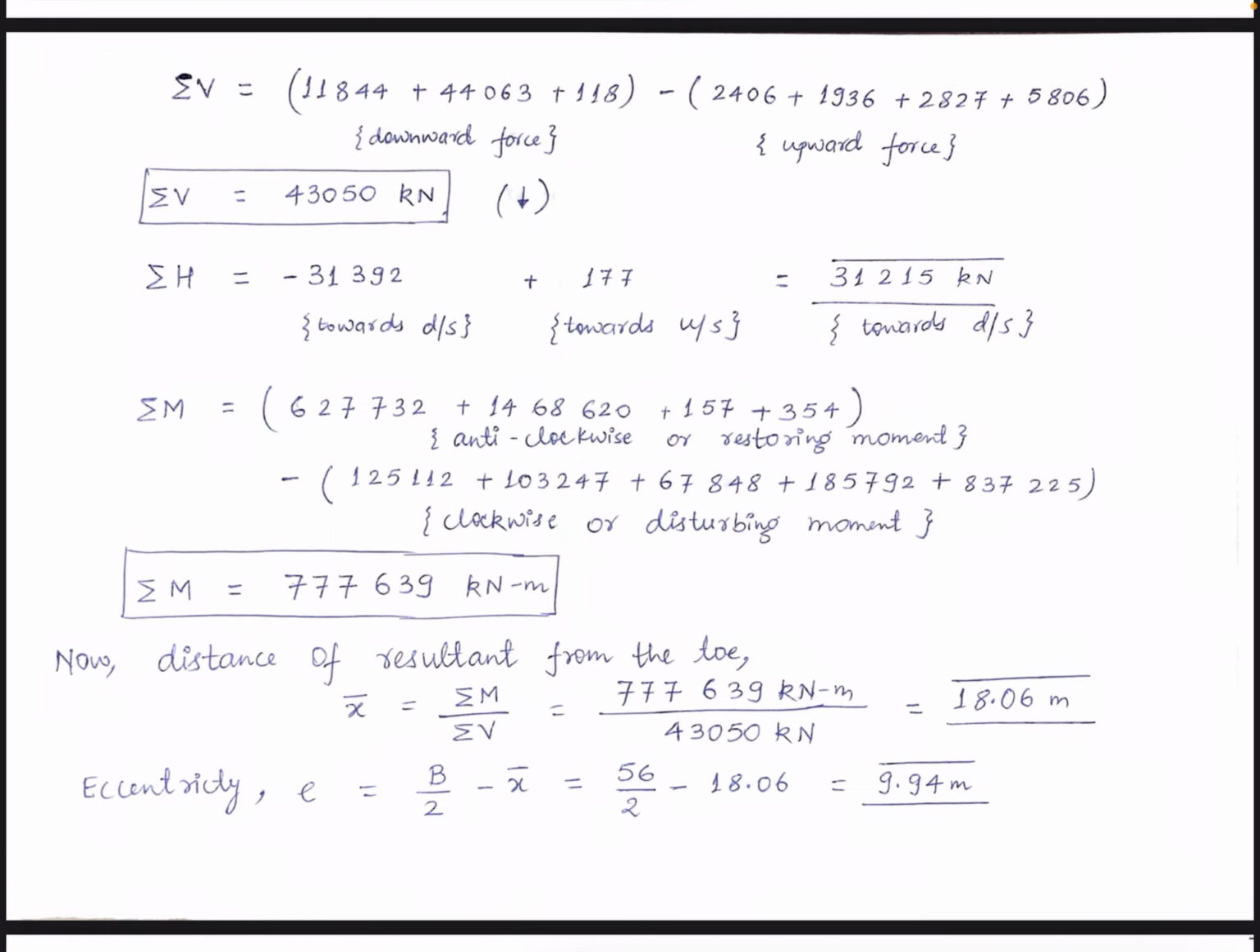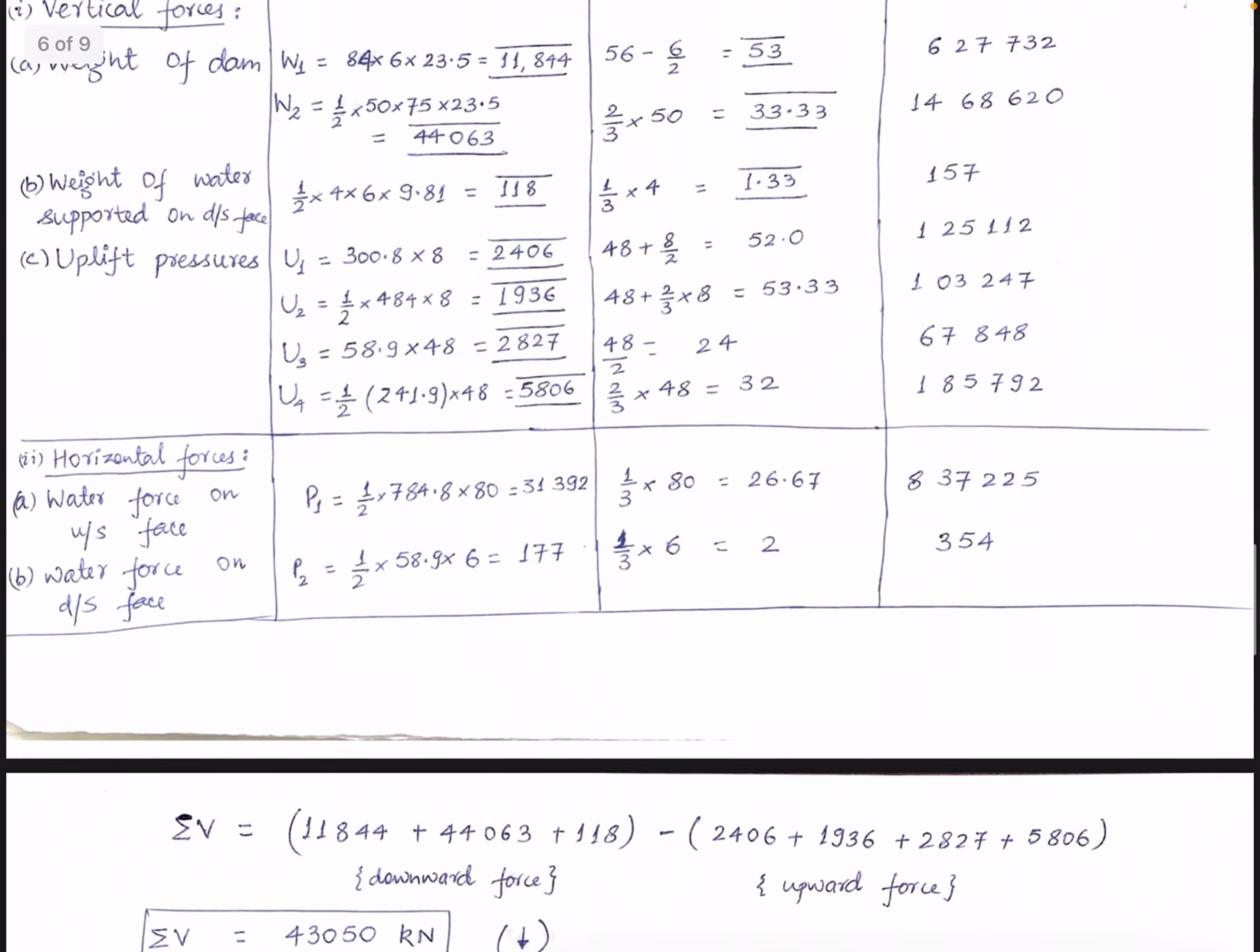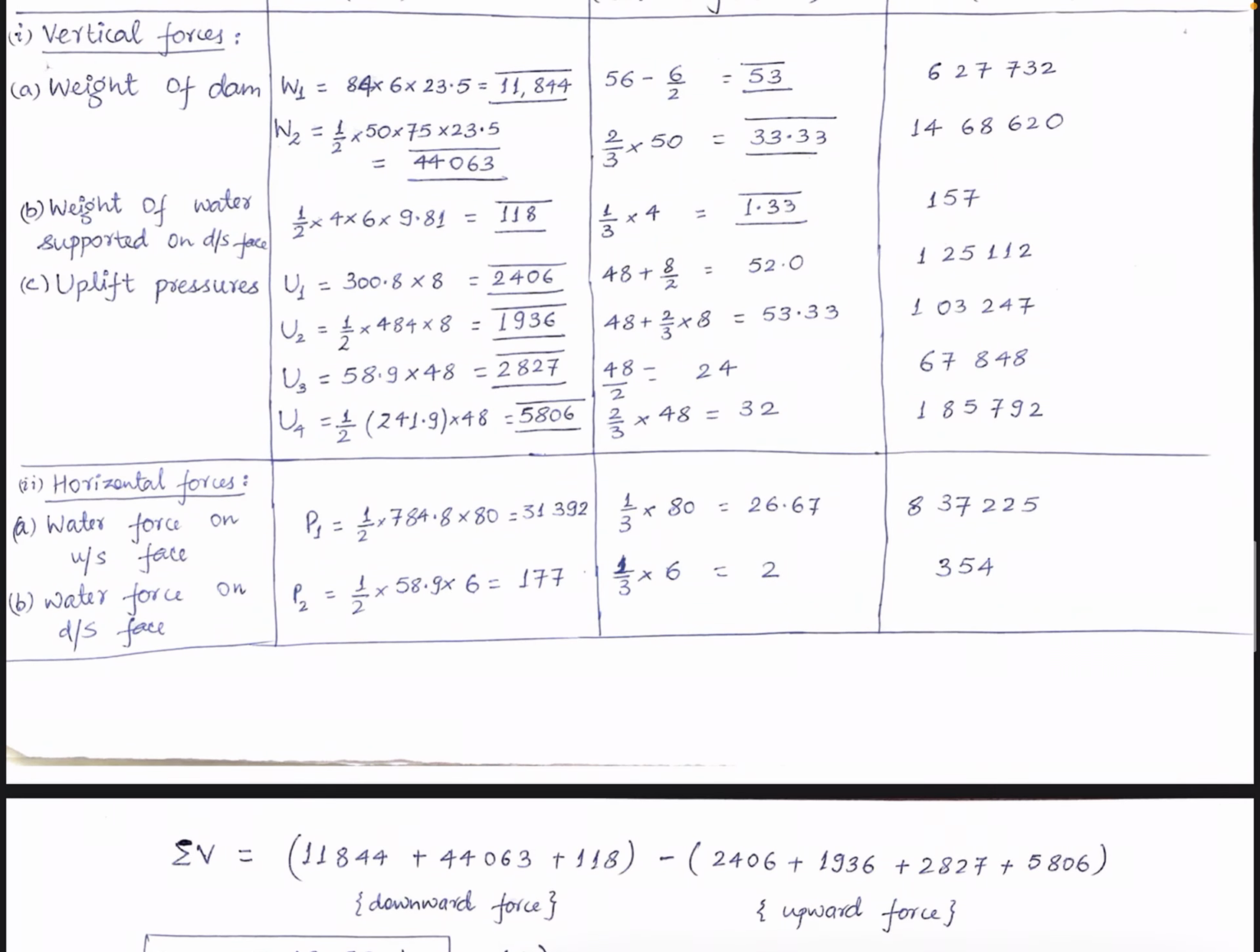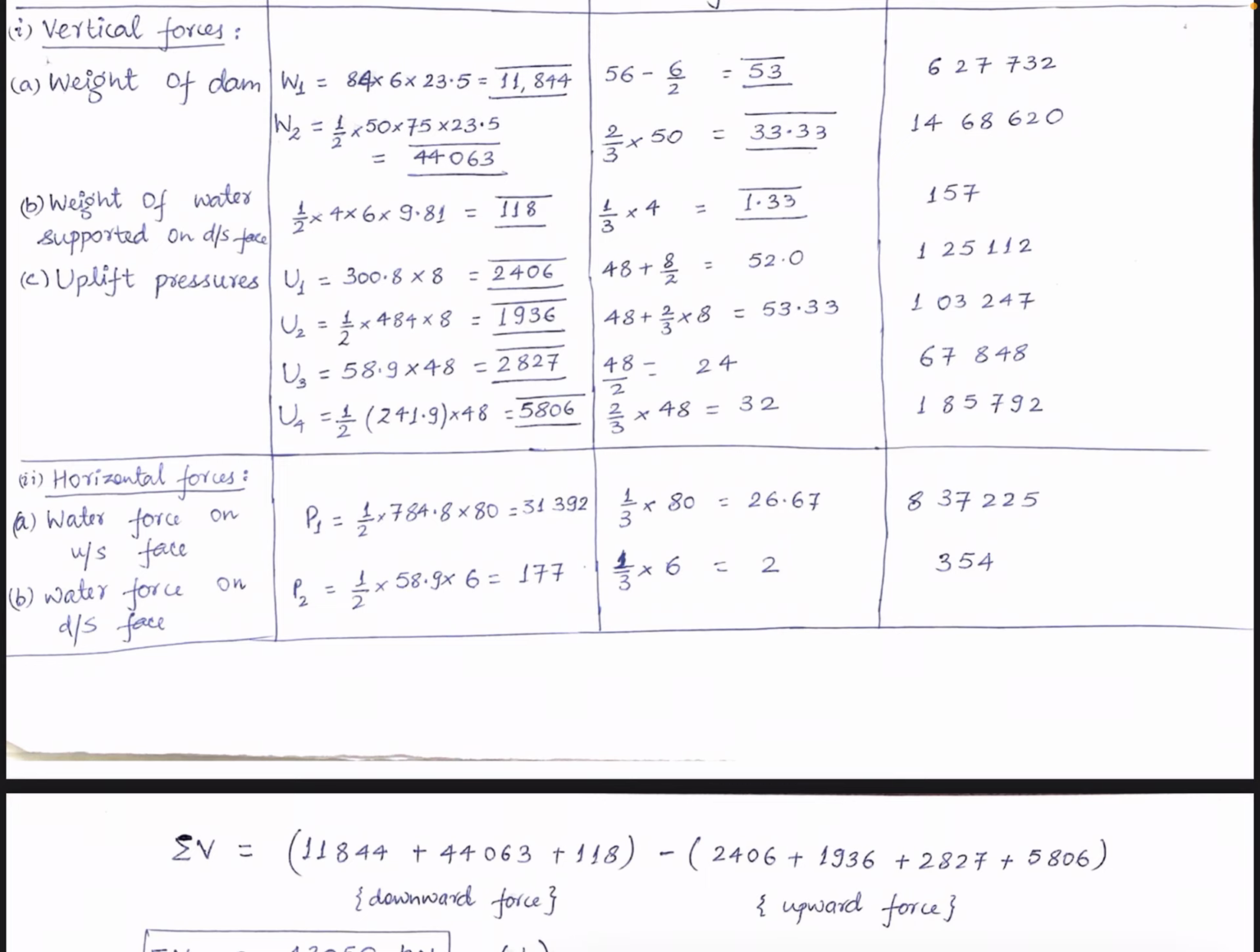So finally we are getting summation V coming out to be 43,050 kilonewton downwards. So we are having more weight than the uplift. Okay. Now the horizontal forces. 31,392 is nothing but the what? Thrust. This value here.